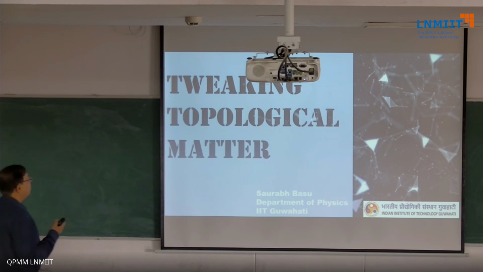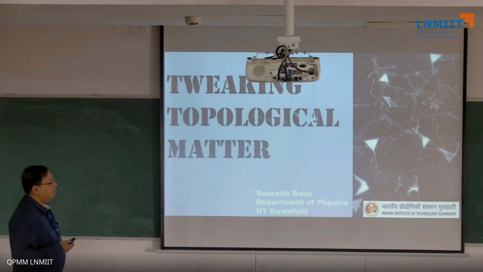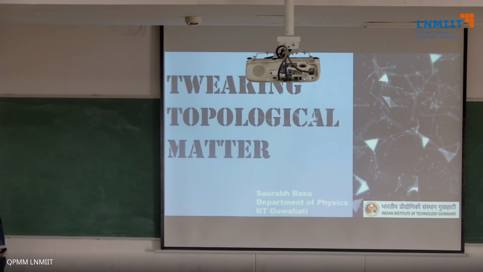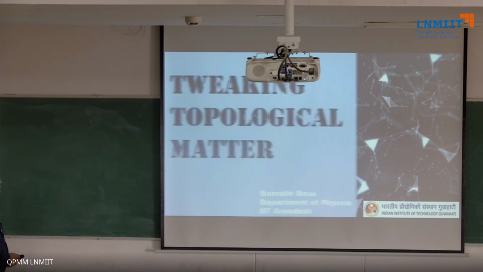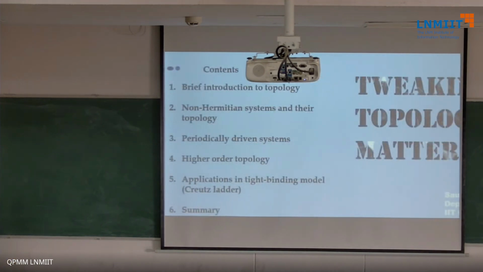So given the name tweaking topological matter, we'll tweak the topological systems in a certain way to make them have richer impacts and so on. Okay, so topology will get enhanced, will have enhanced features and many other things that will come along the way. So this is a brief introduction to the content.